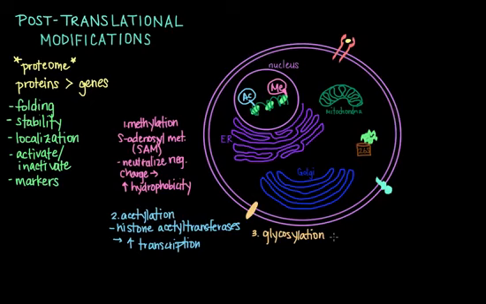These carbohydrates can be added to the nitrogen atom in the side chain of asparagine residues, those are N-linked, or to the oxygen atom in the side chains of serine or threonine residues. These are O-linked. These types of glycosylation changes form major structural components of cell surface and secreted proteins.